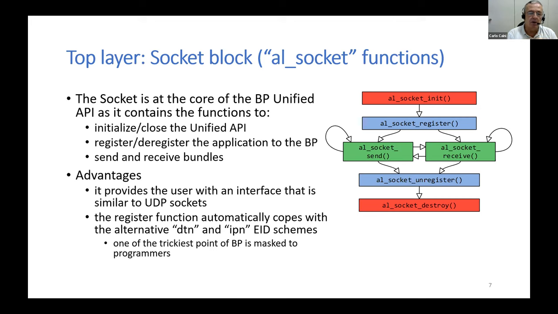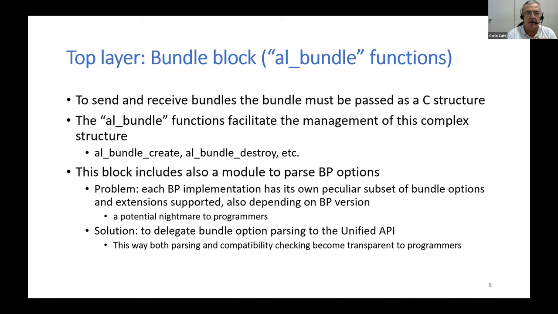A thing that is, I think, important to stress is the fact that the register function automatically copes with the alternative DTN and IPN endpoint identifier schemes. So basically, the programmer has to provide both the DTN demux token and the IPN service number. Then the choice between DTN and IPN endpoint identifier at the registration is made by the socket register. And this is performed automatically on the basis of the bundle protocol implementation that is running. If it is ION, for example, IPN is chosen. If it is DTN2, DTN is chosen. But anyway, you can force the automatic selection if you like, so that you can use, for example, with DTNME, you can use IPN. You can force IPN. Okay, maybe we can, next slide, please.